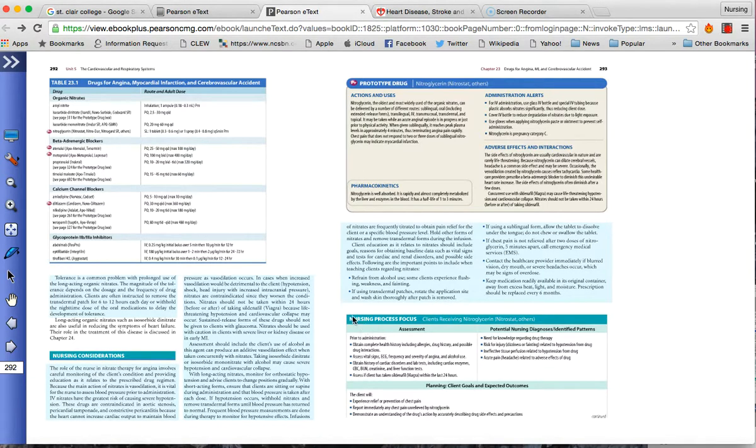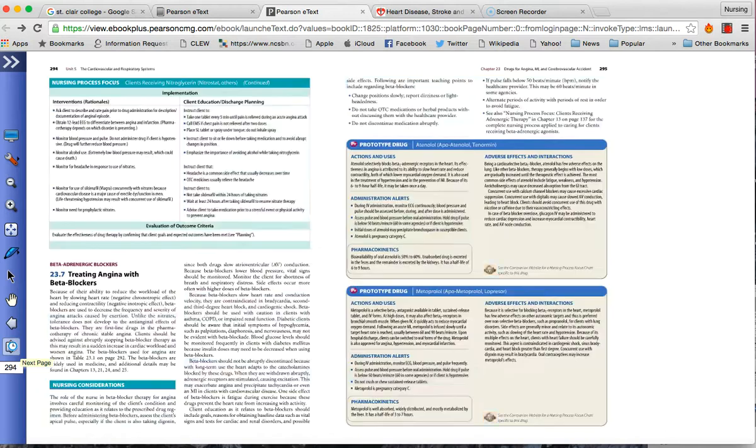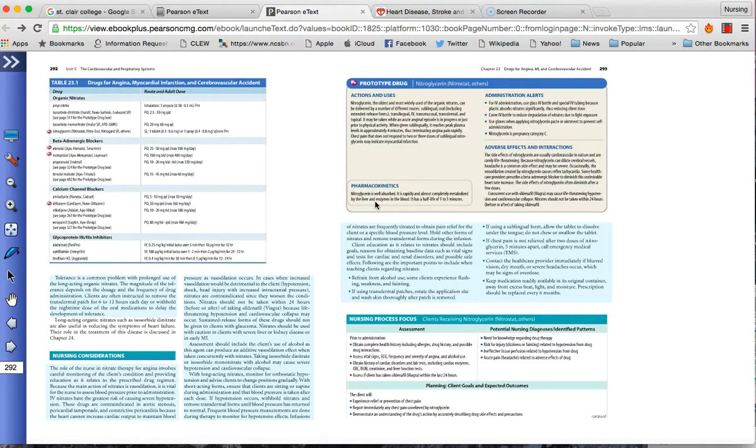Definitely wear gloves when you're applying patches or paste. And nitroglycerin needs to be protected from the light. Light breaks it down. Spend some time reading the nursing process. We expect you to know this very well for nitroglycerin. And notice on the bottom of that prototype drug square where it talks about concurrent use with Viagra can cause life-threatening hypotension. This is something that you need to know. You need to be teaching your patients so that they're not using these medications at the same time.